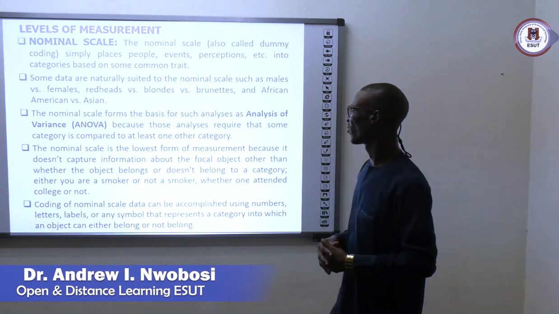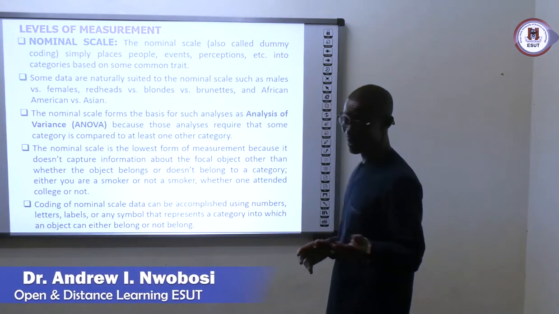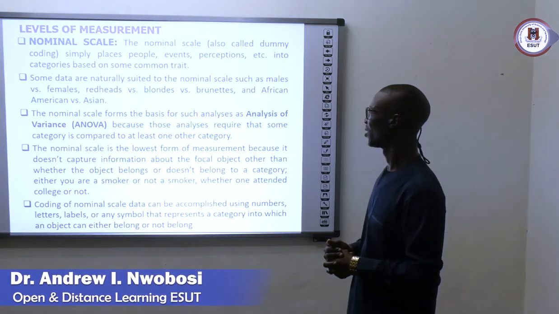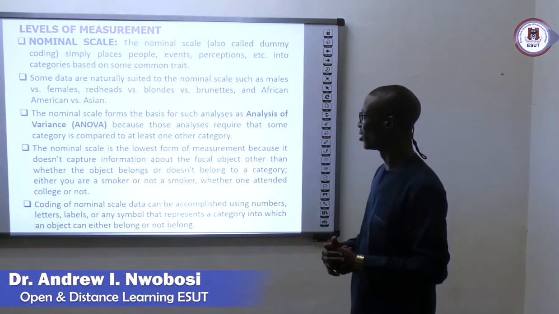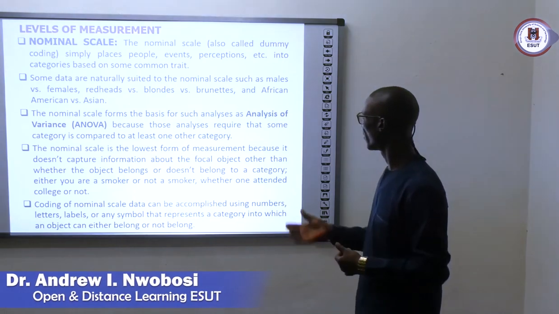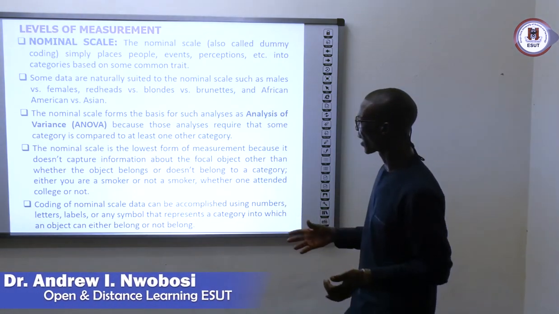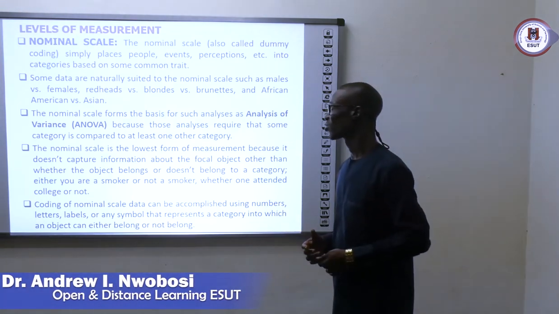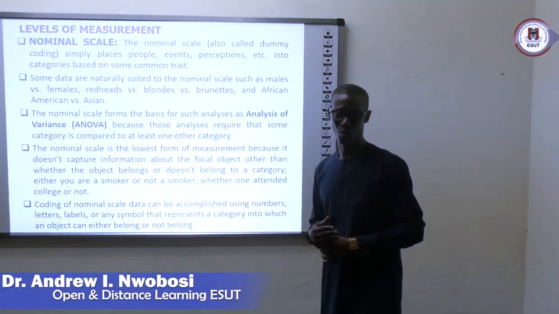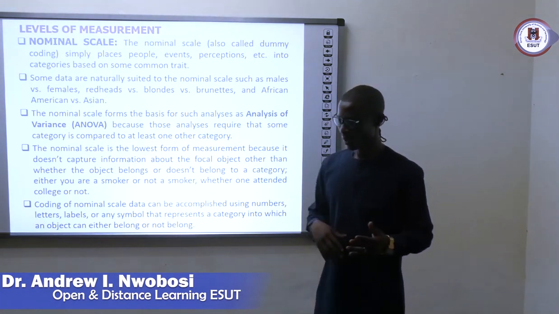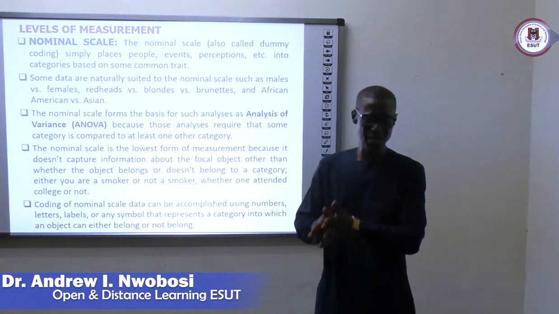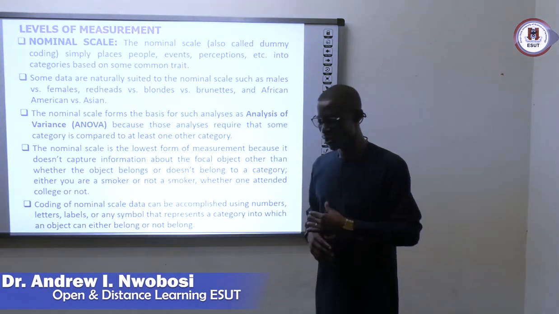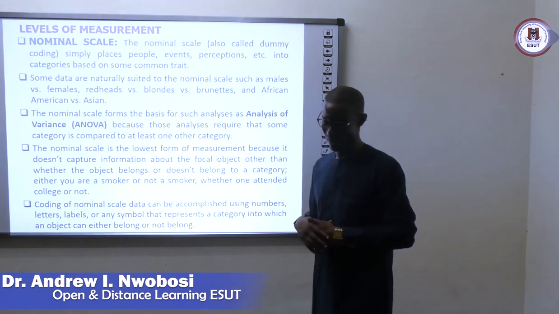We have the nominal variable. As the name implies, the nominal variable and nominal scale could be dummy or coding. It simply places people, events, perceptions, etc. into categories based on some common trait or some common feature. So a nominal variable, like I've explained before, is our ability or process of nominating certain phenomena, using the trait or certain characteristics.